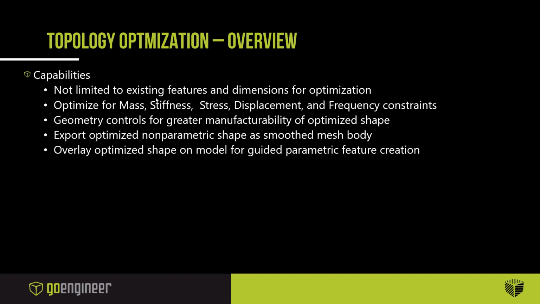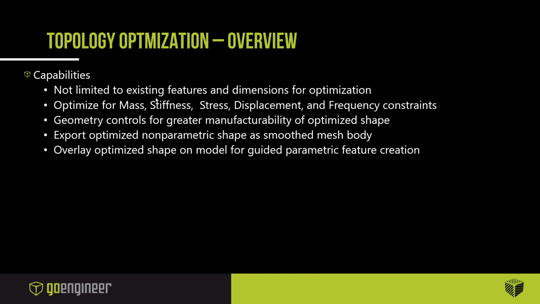In terms of parameters we can actually aim for, we can optimize for things such as mass, stiffness, alongside constraints, just like we did in parametric optimization, for properties and thresholds like stress, displacement, and frequency. In terms of controls, how do we control it? Because remember, we're not playing around with user-defined features anymore.